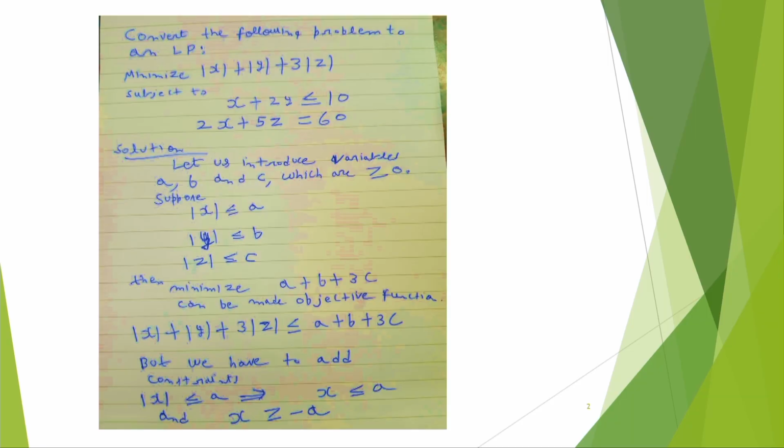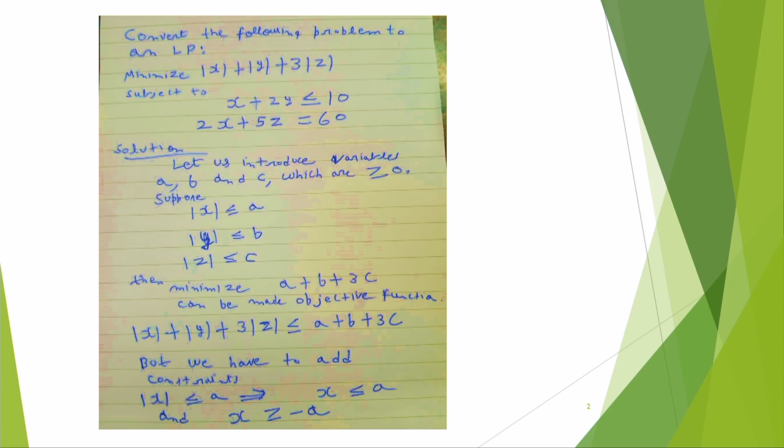That can be easily solved with the help of a computer following the same procedure, that simplex algorithm which has been taught to you. So skill is actually nowadays in proper formulation of the problem. So I am giving as an example one problem: suppose you have to minimize absolute x plus absolute y plus 3 times absolute z, subject to x plus 2y is smaller or equal to 10 and 2x plus 5z is equal to 60. Now how to solve this problem?